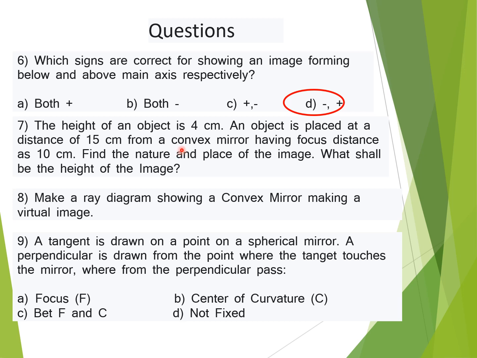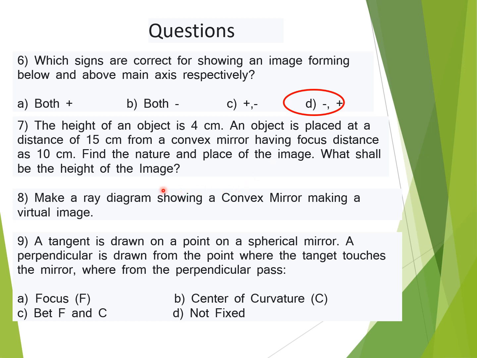Now let us apply the mirror formula. 1 upon F is equal to 1 upon V plus 1 upon U. That means 1 upon 10 is equal to 1 upon V plus 1 upon minus 15. If you solve this, then you will get V is equal to plus 6 centimeter. That means the image is formed on the right hand side of the mirror because it is plus. So the image will be forming on the right hand side.